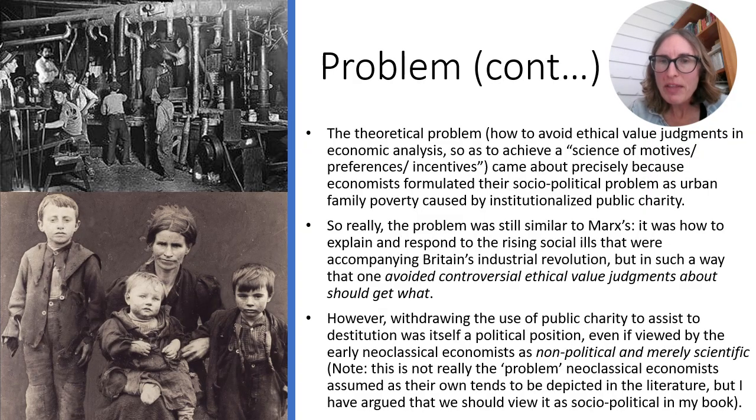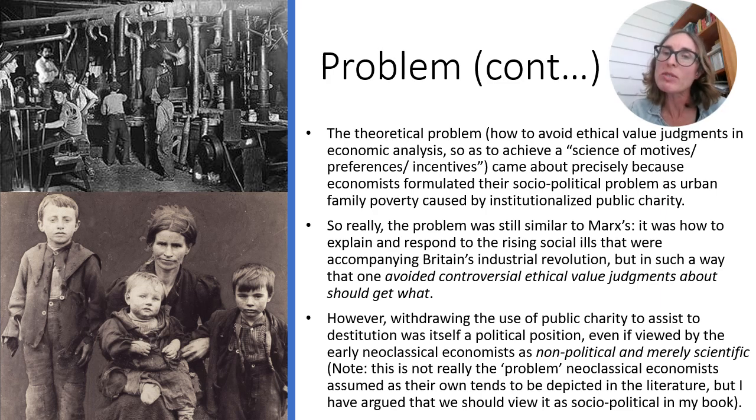So to summarize then, the theoretical problem about how to avoid ethical value judgments in economic analysis, so as to achieve a science of motives, preferences and incentives, really came about precisely because the economists formulated this social and political problem as the urban family poverty that they saw caused by institutionalized public charity. That was their interpretation of their problem. And we cannot really understand early neoclassical economics without understanding how they formulated their problem in this way.